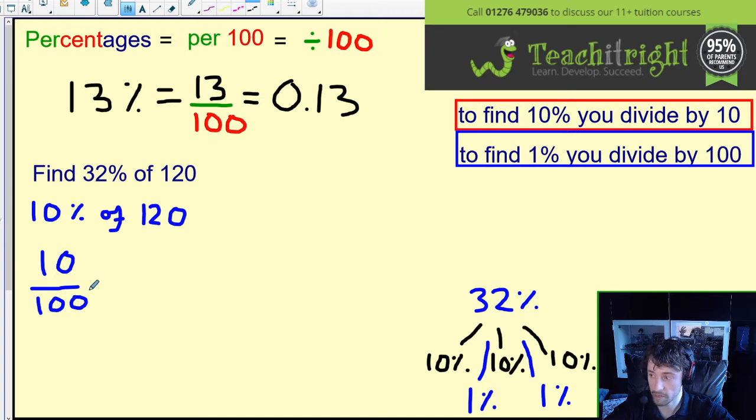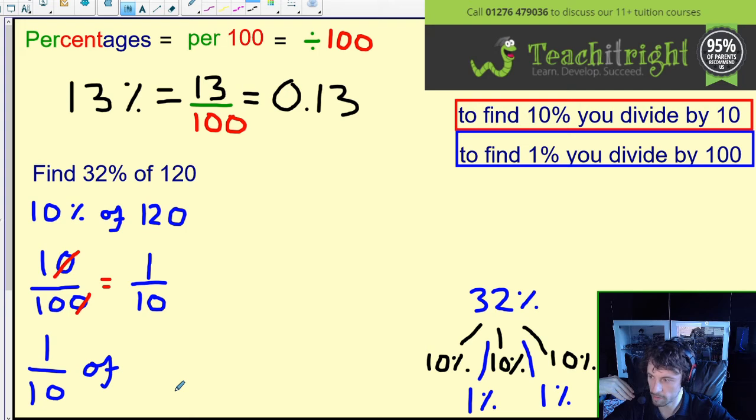Fractions can be simplified. So I could simplify this to be 1/10. I like that. So 10% is the same as 1/10. That makes sense to me. And I know how, again, because I'm quite good at my fractions, to work out a tenth of something. How would I do a tenth of 120? Well, the answer is you times by the top, which is 1, which doesn't change it, and you divide by the bottom. So to find a tenth of 120, I divide by 10, and that's nice and easy.